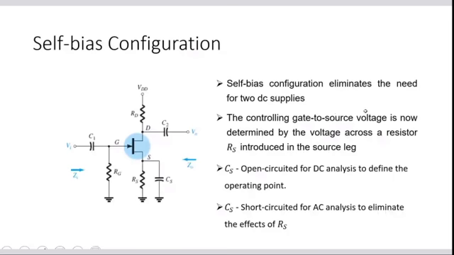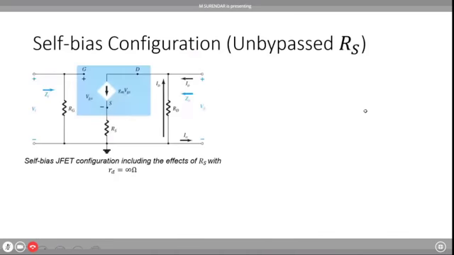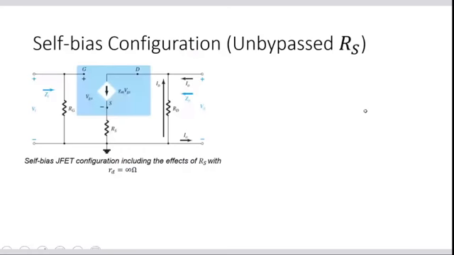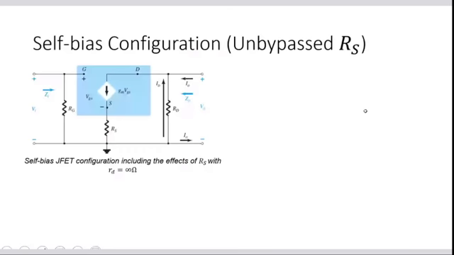So my circuit now looks like this. Previously the RS was not there, that's why it was directly connected here. For simplicity, we are making RD infinity ohms. Output impedance is infinity ohms because it is comparatively very high compared to the value of RD. Input impedance is direct, because the input is completely disconnected from this circuit.